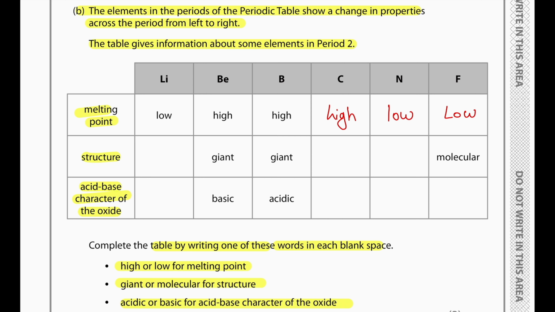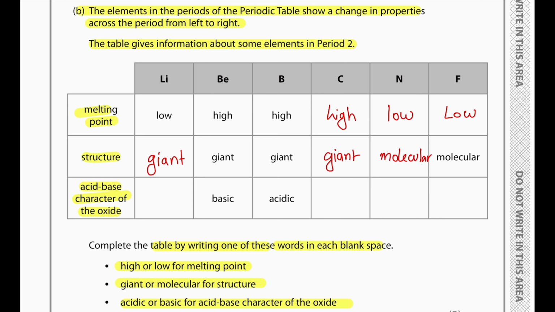Now, for lithium, the structure is going to be giant because it's a metal. Metals have giant structures. For carbon also, it's going to be a giant structure because it's a giant covalent structure. But for lithium, it's a giant metallic structure. For nitrogen, it's going to be molecular because they form small molecules.